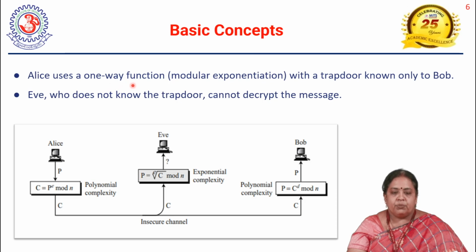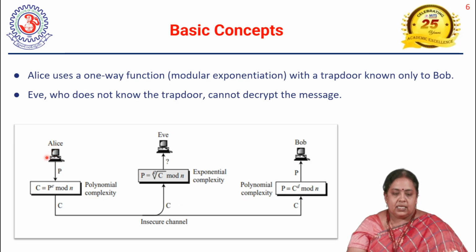When it is possible if we know the trapdoor, that is called a one-way trapdoor function. Trapdoor means the key, the secret key. If we know the secret key, then only can we calculate x by knowing the y. That is, by knowing the ciphertext and key, only then can we compute the plaintext. So E, which is a third party, does not know the key, so he cannot decrypt the message. That's what we have explained in this diagram.